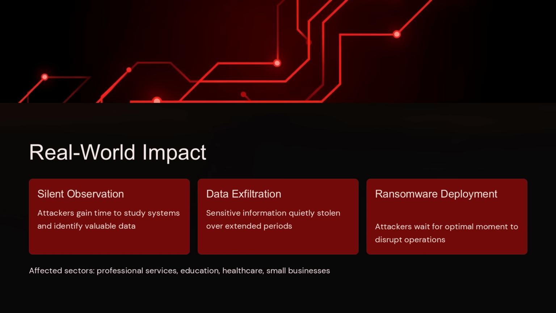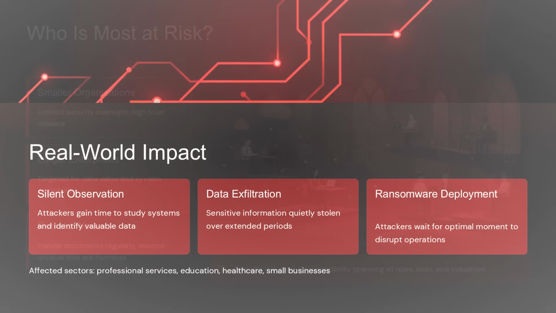Organizations impacted by similar techniques have included professional services firms, education providers, healthcare organizations, and small businesses. The damage is not limited to financial loss. Trust, reputation, and operational continuity are often affected long after the incident is resolved. For you, this illustrates why early stage access matters so much. The most damaging attacks often begin with something that seemed insignificant at the time.